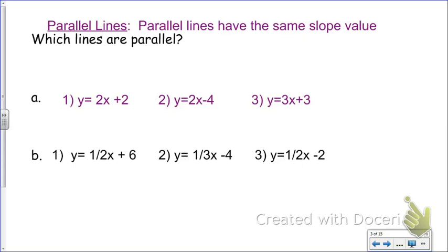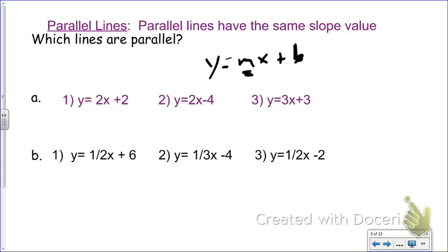Parallel lines have the same slope, so you can tell just by looking at an equation whether two lines are parallel. Remember that the equation of a line is y equals mx plus b, and the m is the part that stands for the slope. In other words, the number that's right in front of the x, the one attached to the x, is the slope. So I can look at, for example, problem A here, and tell by looking at those three equations which two are parallel.